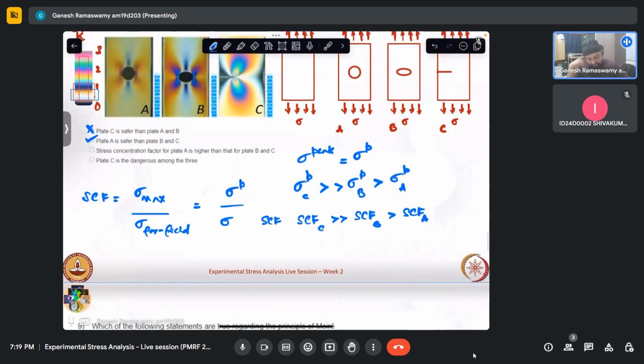So the stress concentration factor for A being higher than that of plate B and C is not correct. It is clearly lower. Plate C is the dangerous one among the three. Yes, because it has the maximum stress concentration factor. So the far field stress is essentially getting concentrated into a small region instead of spreading throughout the domain as it was intended to be. That is one way to interpret that. So yes, it is most dangerous.